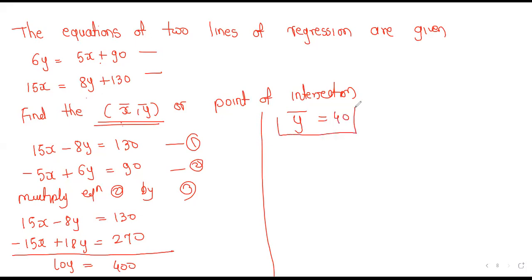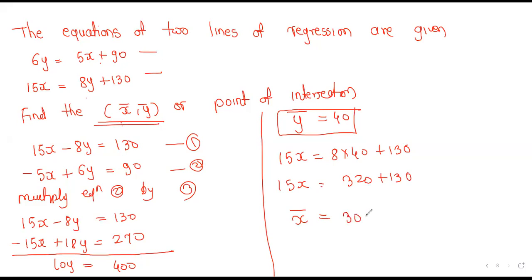40. Now put the value of y bar in any one equation to find the value of x. So 15x is equal to 8 into 40 plus 130. So 15x is equal to 320 plus 130, which is equal to 450 divided by 15. So x bar is equal to 30. So the x bar and y bar, that is the point of intersection, are 30 and 40.